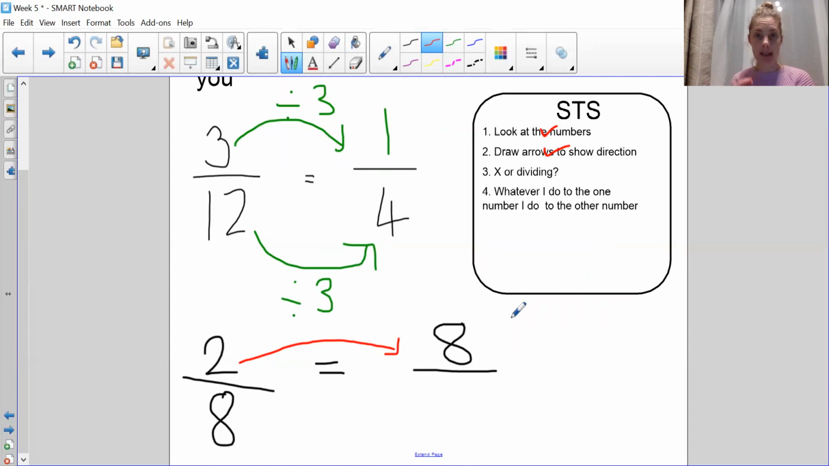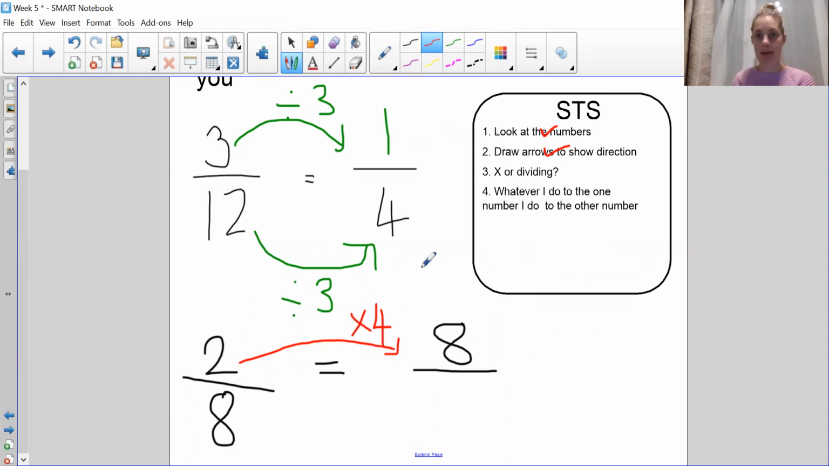Okay, I'm using my steps to success. You should be using your steps to success as well, so that when you do get to a problem, you know how to figure out how to answer it. Now, am I timesing or dividing? I'm going from small to big, so I'm going to be timesing. And what have I done to the 2 to get 8? I've times it by 4.